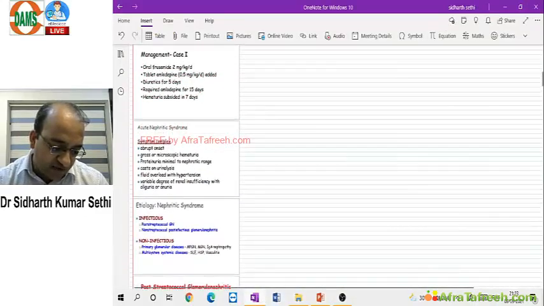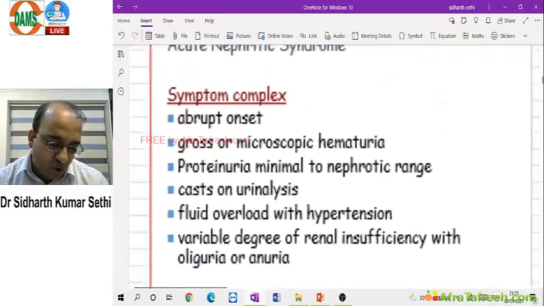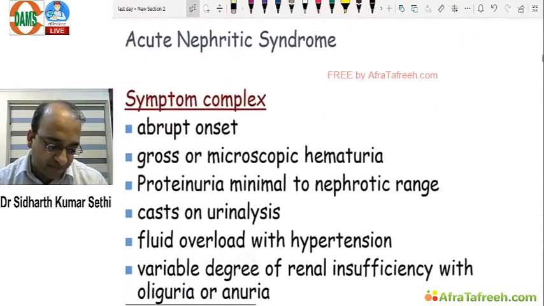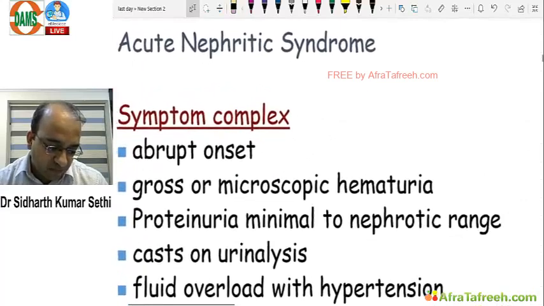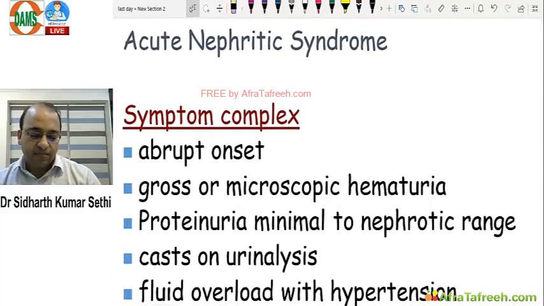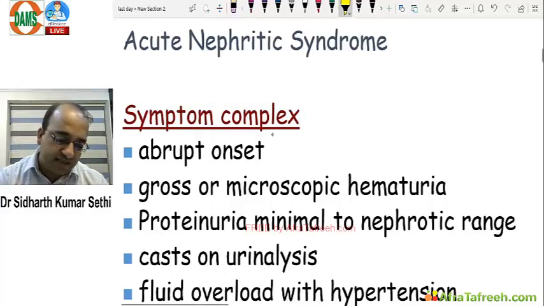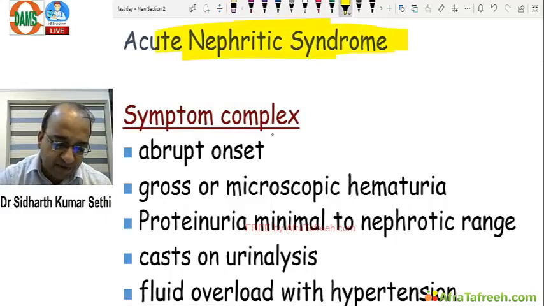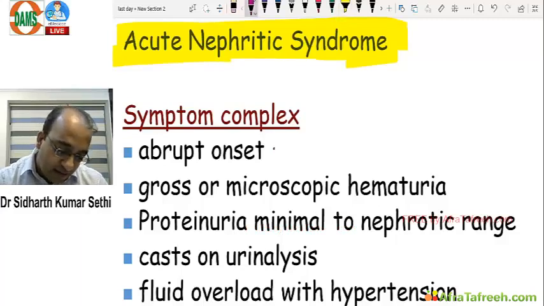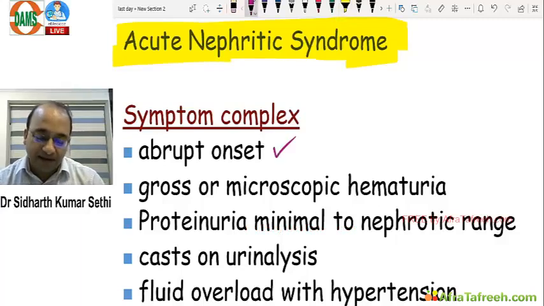So that is the diagnosis we have told you. Now let's talk about what nephritic syndrome is. So remember students, nephritic syndrome is defined as abrupt onset. This is very important because you will see this patient every week in your hospital and you will say, "Yaar, ye to nephrotic hai." No, nephritic has abrupt onset, and this triad.